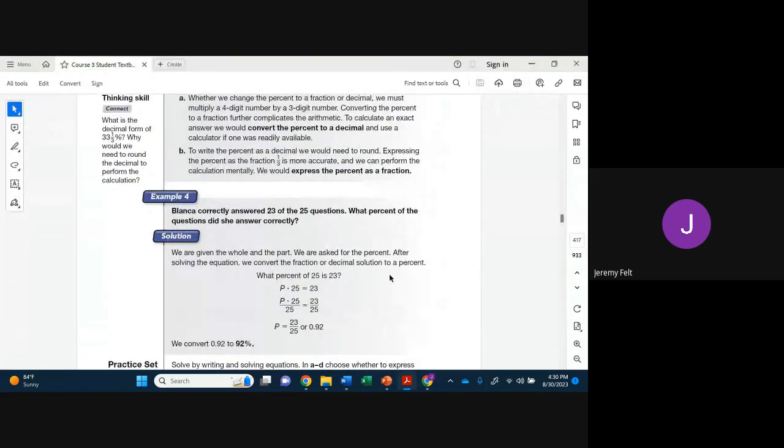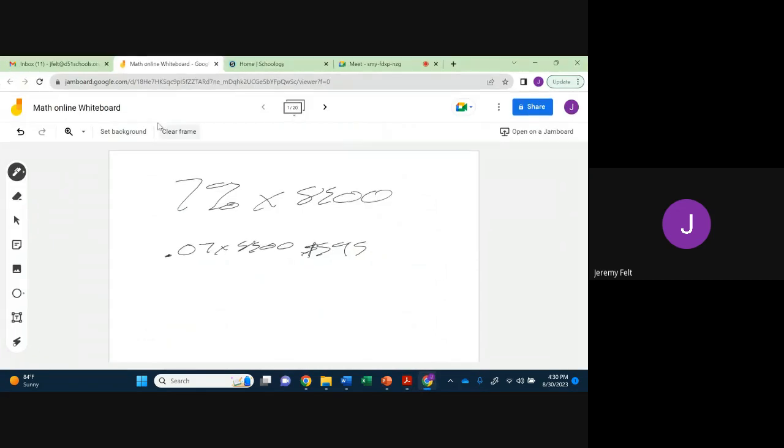All right, if we look at example 4, Blanca correctly answered 23 of 25 questions. What percent of questions did she answer correct? So now we have a total. Let's use our own tests. Our own tests are always out of 40. So let's say you got 34 out of 40. That's the first question I always get: well, what is this as a grade? What percent is this? Well, now we know how to calculate it.